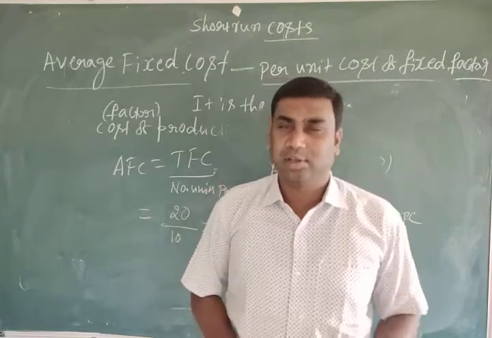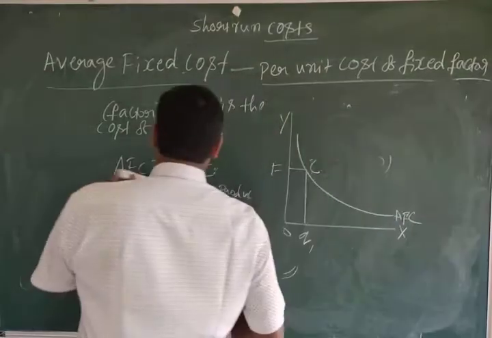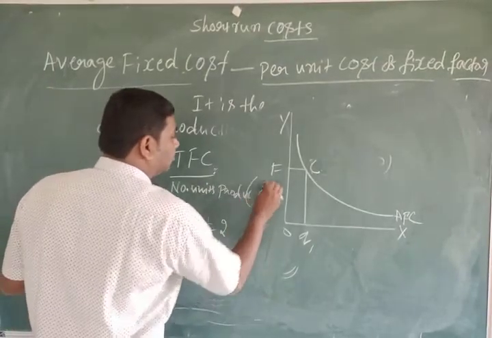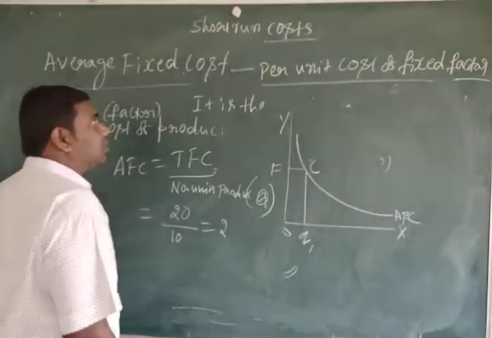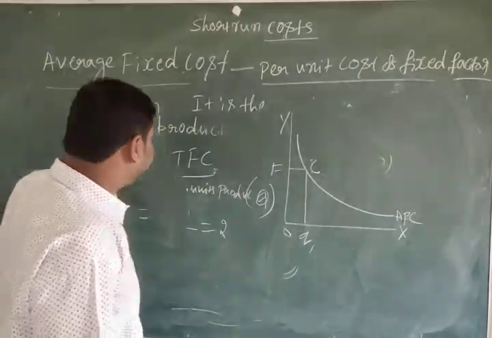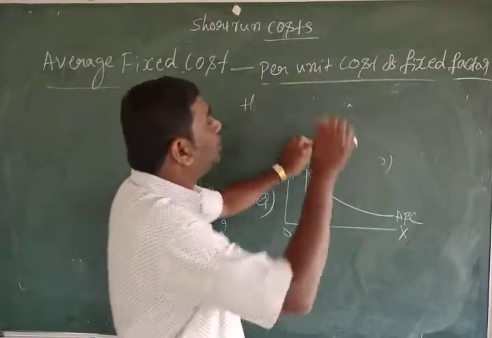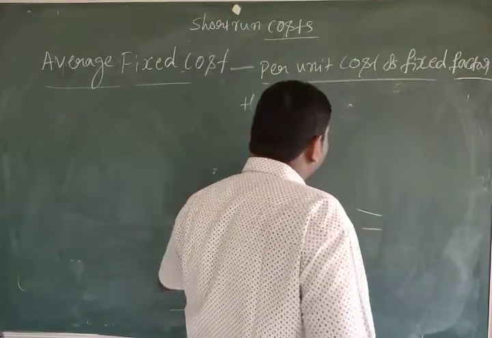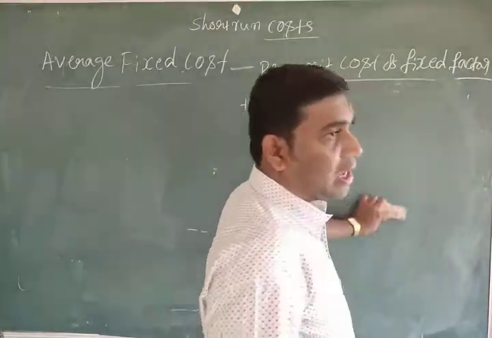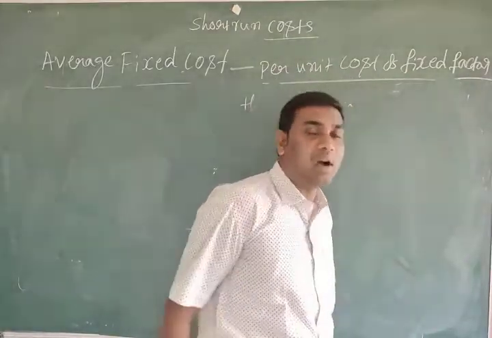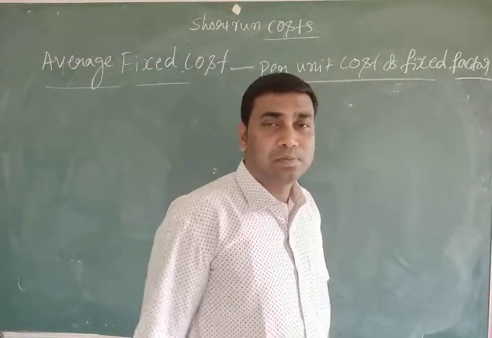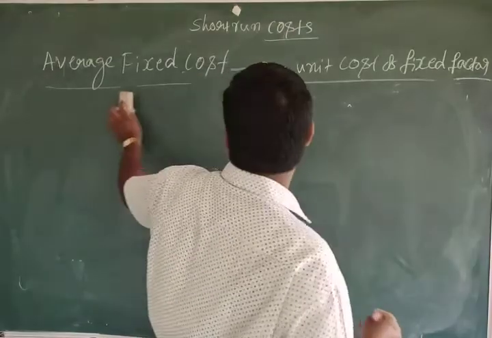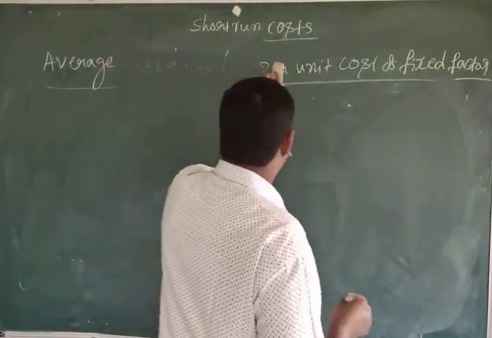The formula is AFC is equal to TFC divided by the number of units, otherwise Q. Okay, so this is called average fixed cost. Average fixed cost is nothing but the per unit cost of fixed factor. How much is expensed on each fixed factor to produce a commodity, that is called average fixed cost.